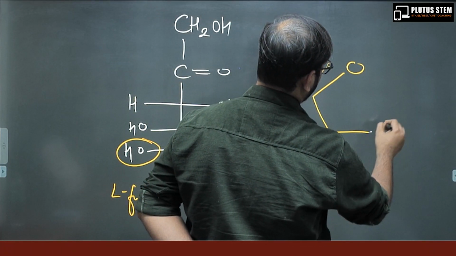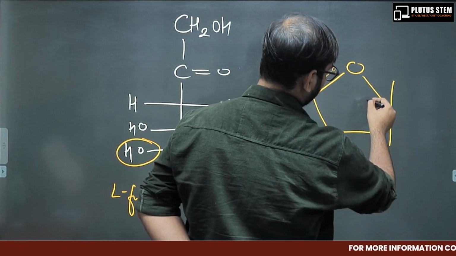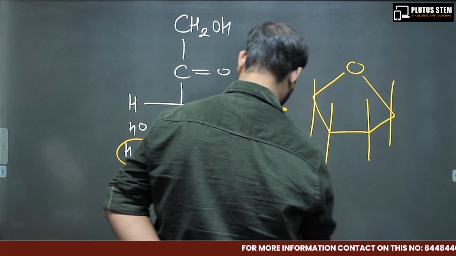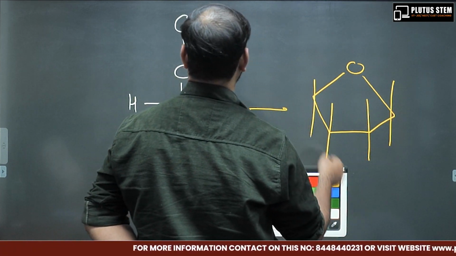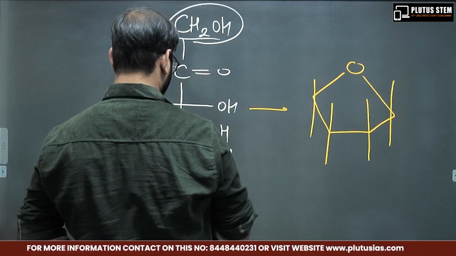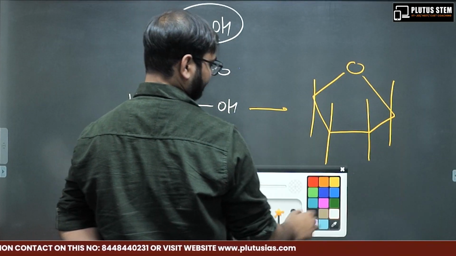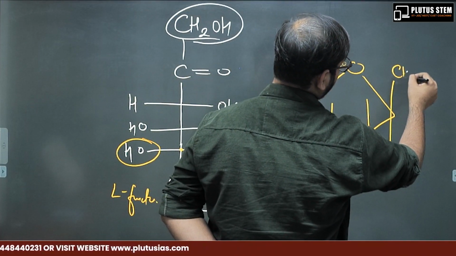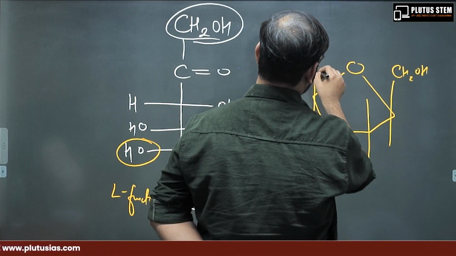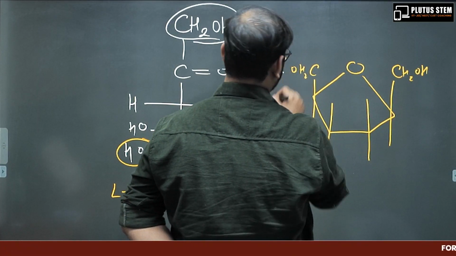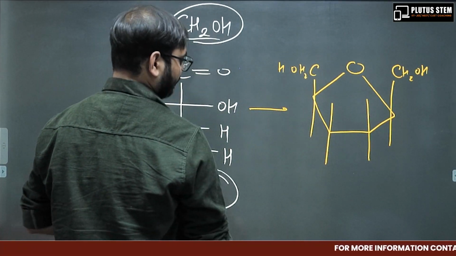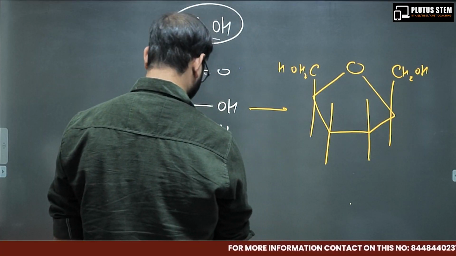1, 2, 3, 4, 5. Marking the groups 1, 2, 3, 4, 5. Carbon number 1, CH2OH, always of highest priority, will be marked above the plane of the ring. CH2OH. Then whatever is left, it will be marked.